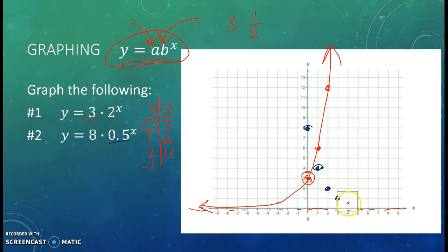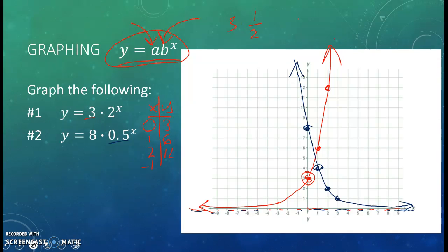1 is going to become a half. A half is going to become a fourth, and so on. And again, we're going to have the same asymptote down here along the x-axis. It's going to start really high, and as it gets closer and closer to the x-axis, it's going to slow its rate of shrinking down, and it's going to look something like that.